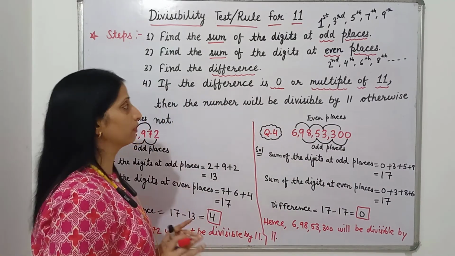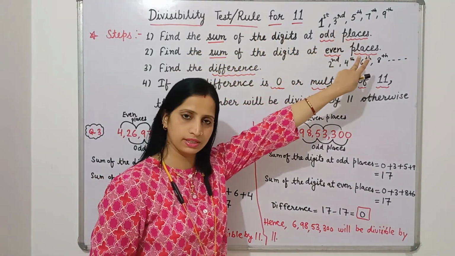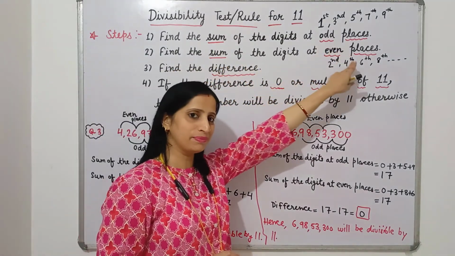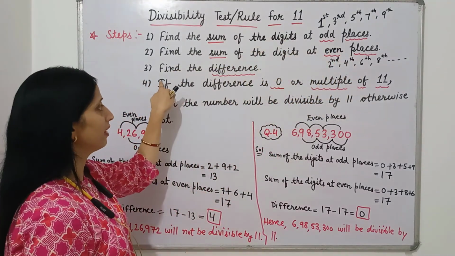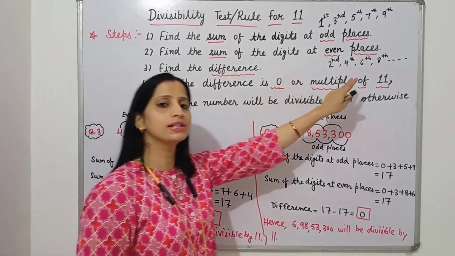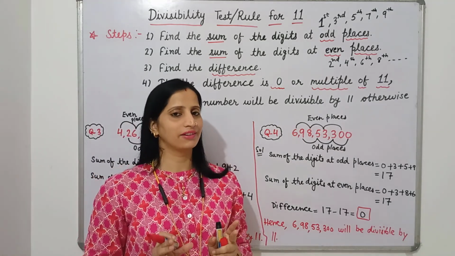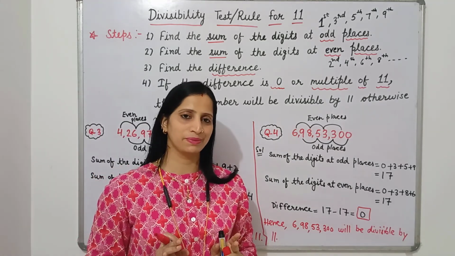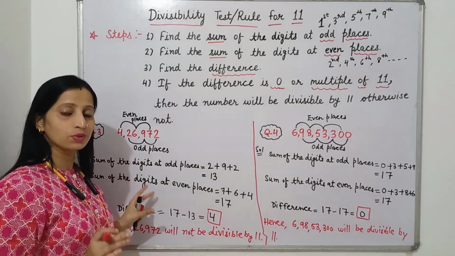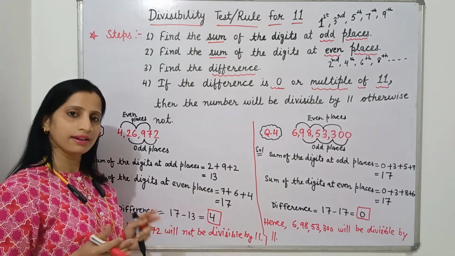Okay, so always learn these steps. First, find the sum of the digits at odd places. Then find the sum of the digits at even places. Then find out the difference. And if you will get 0 or multiples of 11, then our number will be divisible by 11. Otherwise, the number will not be divisible by 11. So I hope that now you understood how to check the divisibility by 11.